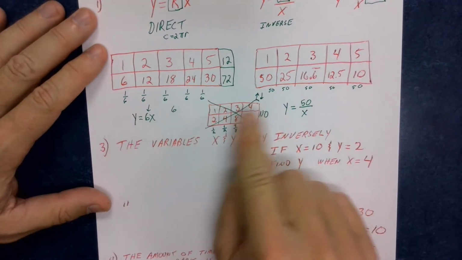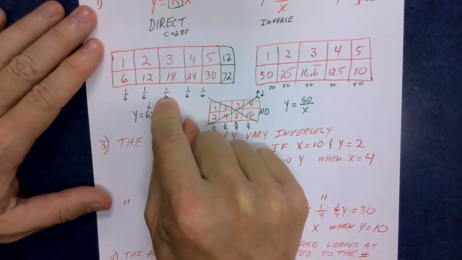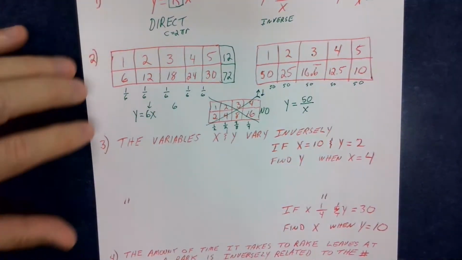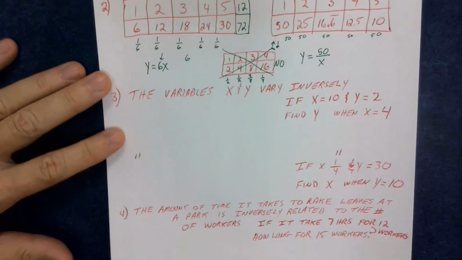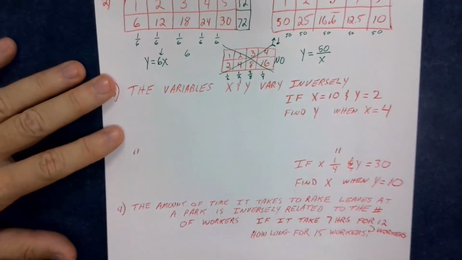So just because as one goes up, the other one goes up, doesn't make it direct. The ratios have to be the same here. The products have to be the same here. So how does it work out when we do one of these actual problems, if we're dealing with some numbers and we learn some things?